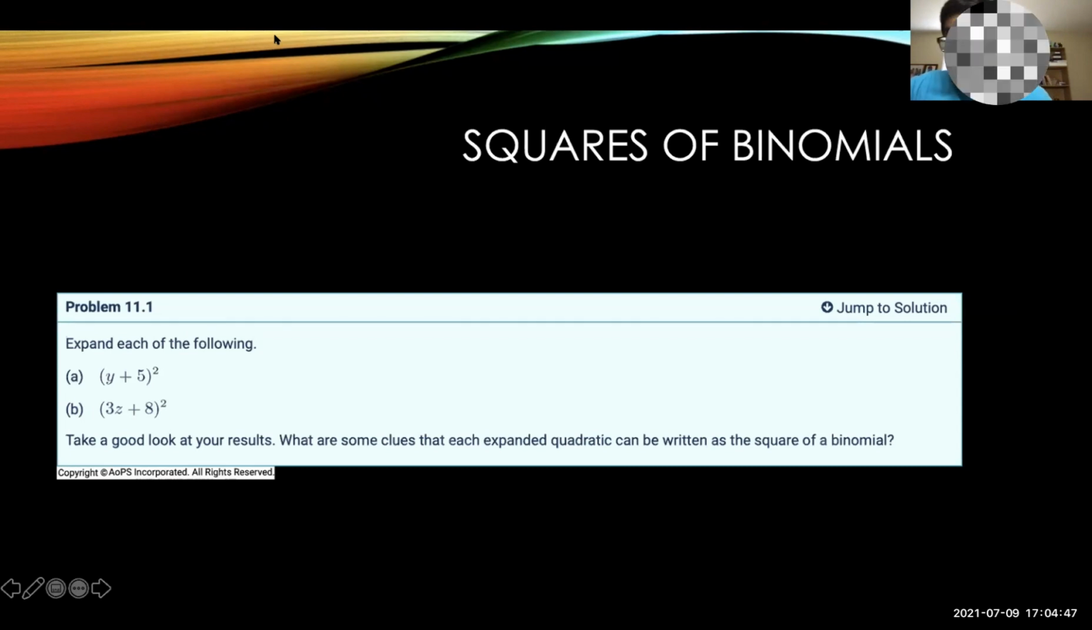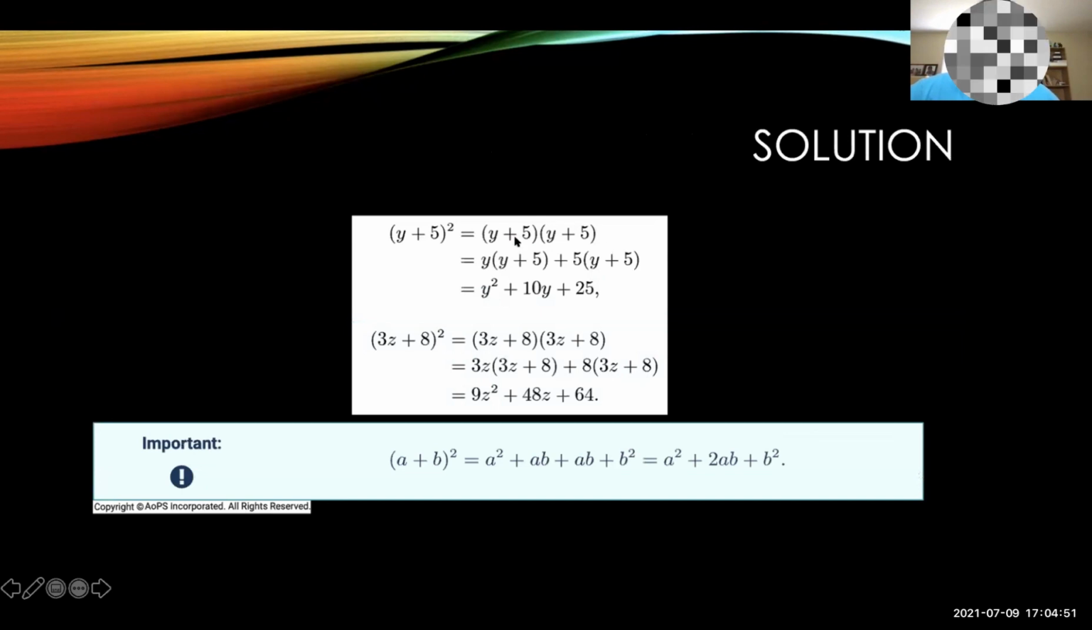Okay, I'm starting to see a lot of answers come in, so we're gonna go review this problem. These are the two solutions. The first one is y squared plus 10y plus 25. The second one is 9z squared plus 48z plus 64. So if you got those right, great job. If you didn't, essentially all we've done here is we've used the FOIL method to expand them out. I believe we talked about that in the last class. So you multiply the y's, then the 5 times the y twice, and then the 5's at the end, and you do the same thing for the second question.